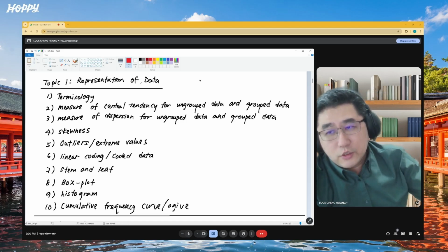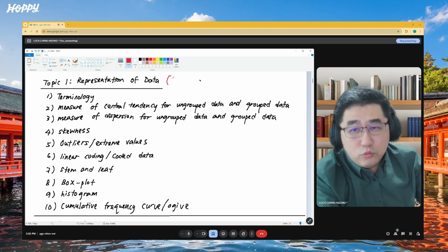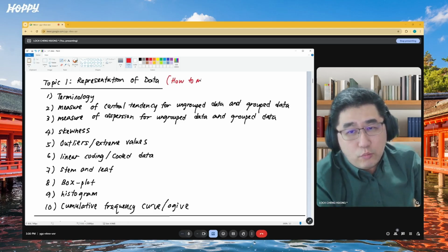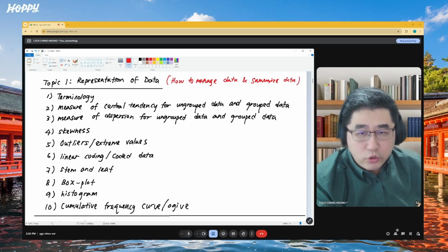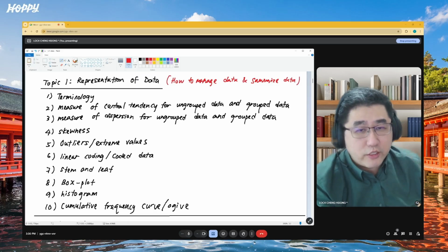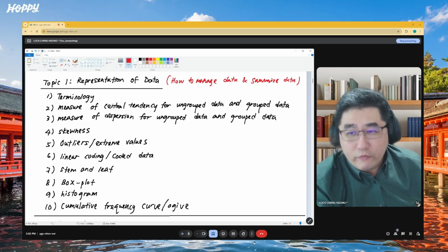Put it this way, chapter 1 is how to manage data and summarize data. So when you want to summarize data or manage the data, you need to know what the data is about. You need to know what kind of data you are managing. So whatever you have here is how to manage and how to summarize.